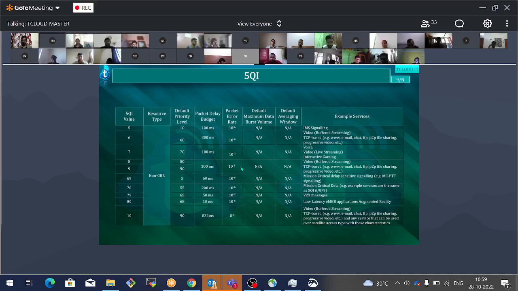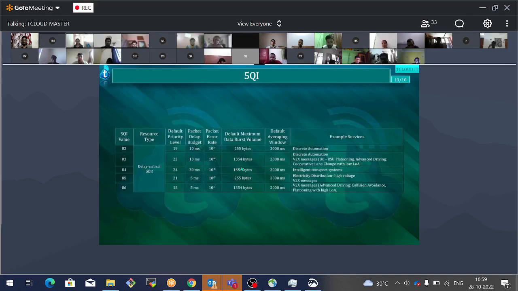Next, the last one is delay critical. Only in delay critical do we have this default maximum data burst volume present, where, for example, 255 bytes of data is set for this delay critical GBR 5QI value 82, with the priority level being 19, just one step above your voice. It is called discrete automation, or discrete automation plus V2X messages.